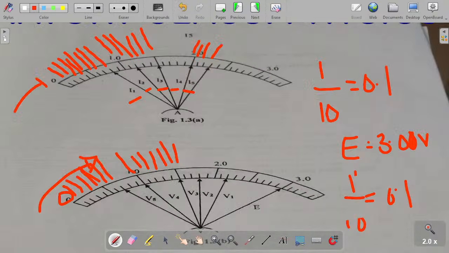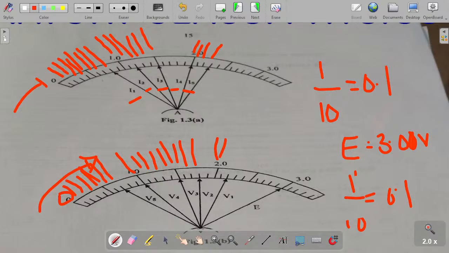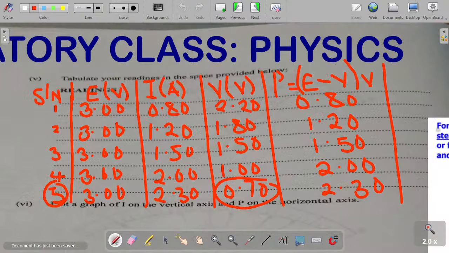So my V2 now is what? Is 1.8. Then my V1 is now what? Is 2. Here is 2.1, 2.2. So my V1 is 2.2. So the question also was we should evaluate P equals E minus V.